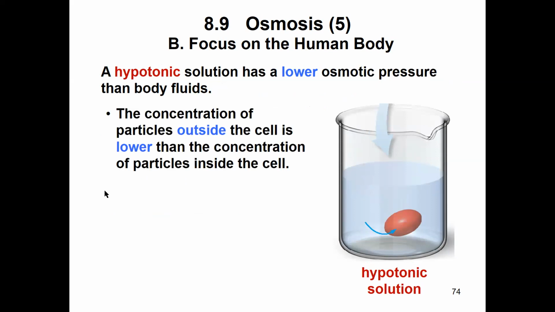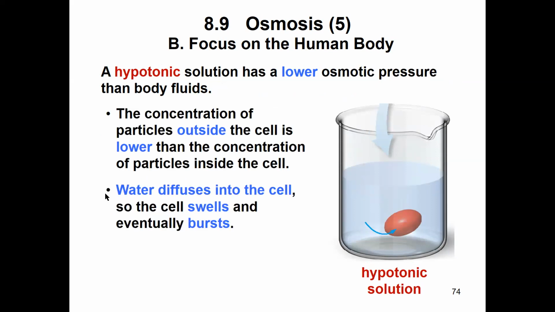A hypotonic solution would have a lower osmotic pressure than body fluids. So hypotonic means a low solute concentration in the solution compared to the solution inside the cell. So that would mean the water would move into the cell to try to dilute the concentration inside the cell. So that's why here the cell is swelling and could eventually burst. And so that's the effect of a hypotonic solution on a biological cell.